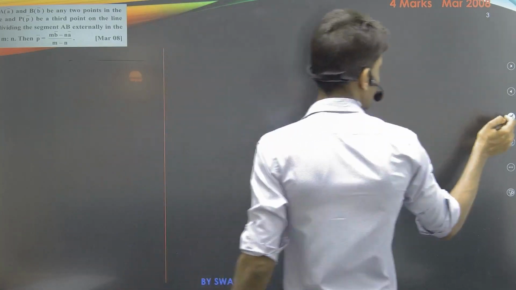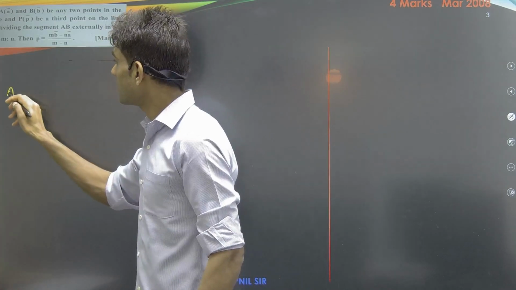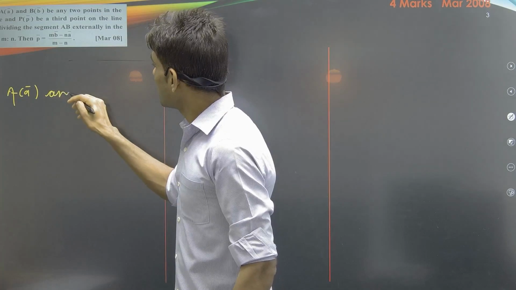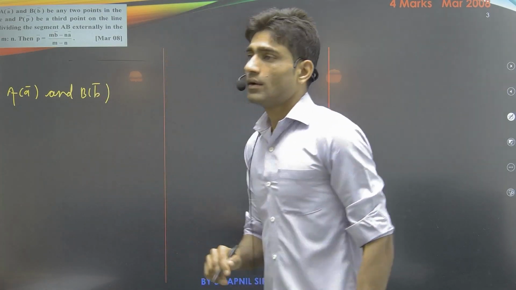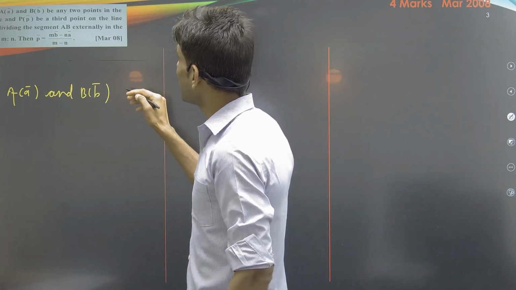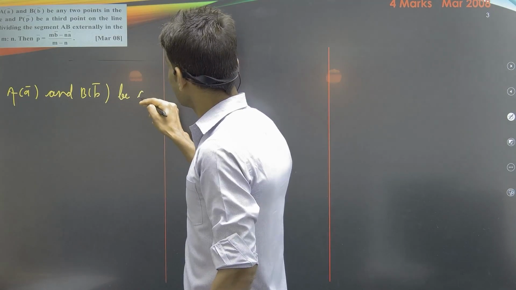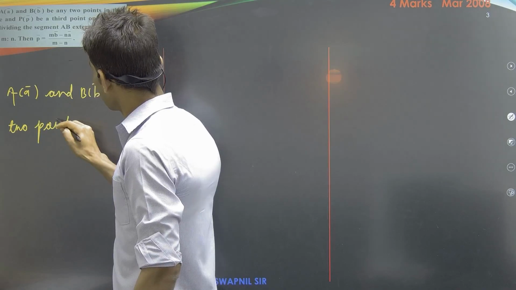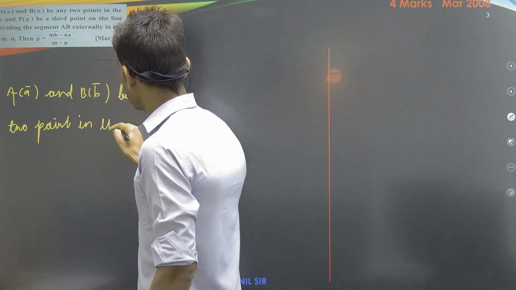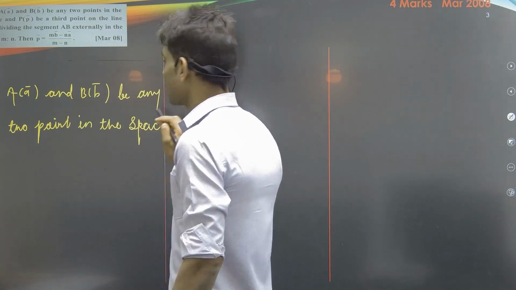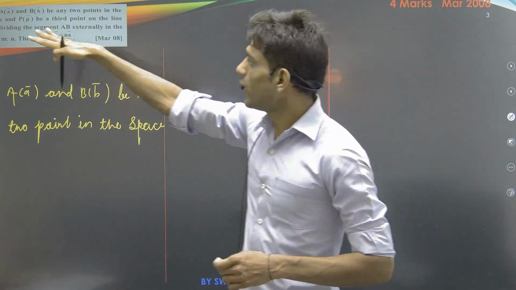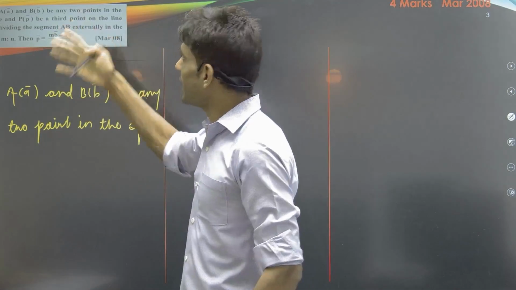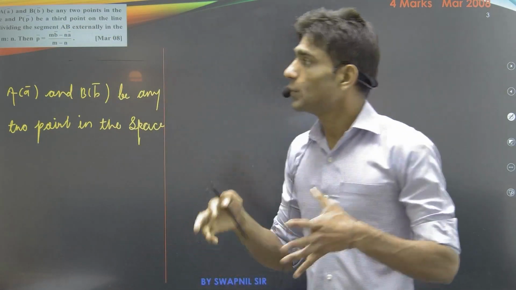So what we have given: A of A bar and B of B bar, any two points in the space, and P of P bar, which is a third point we have given. P of P bar is a third point which divides our line segment AB.